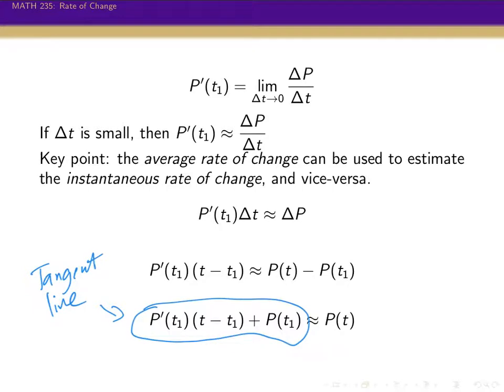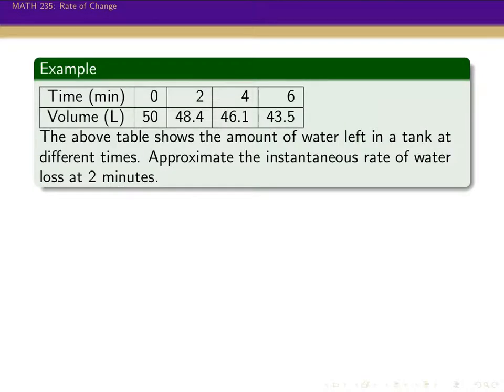And so it's saying that we can use a tangent line to approximate the values of the function. Okay, and that is one of the important ways in which derivatives are used. They are used to get tangent lines to allow us to approximate the function. Okay, so here's another example.